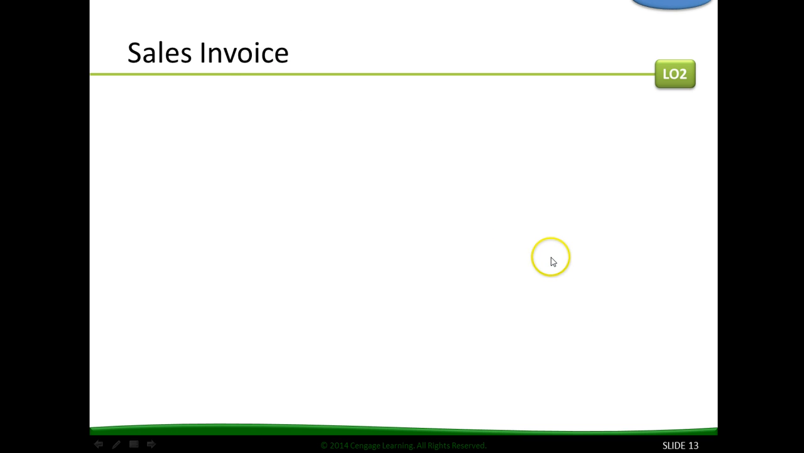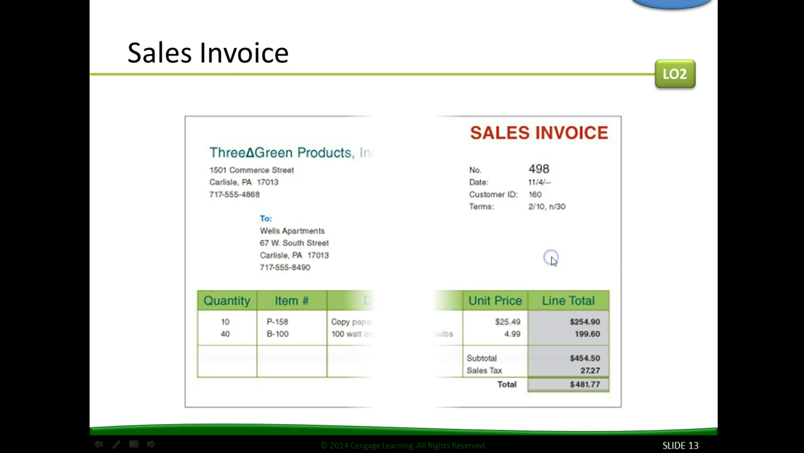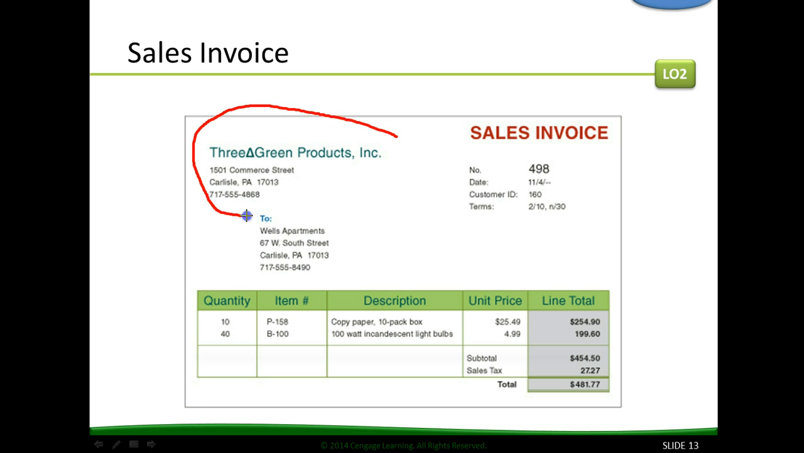But let's first look at an invoice and see what an invoice looks like. Since we did the source document problem at the end of Chapter 9 and had a chance to look at invoices and cash receipts, and then journalize and ledger them, I wanted to put up another sales invoice and go over it. The sales invoice shows we're using 3 Green products.